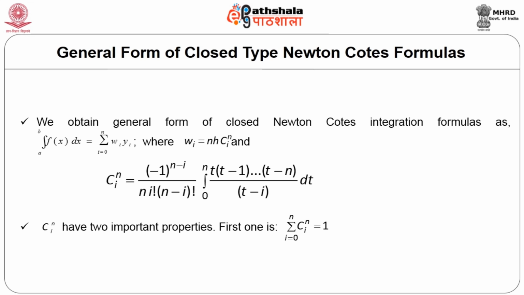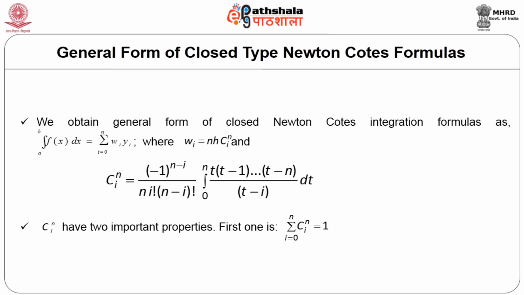Now before we proceed further, let us determine two very important properties of these Cotes coefficients, which should come very handy for us in calculation of these Cotes coefficients and deriving the integration formula for n equal to 2 and n equal to 3. The first very important property of these Cotes coefficients is that the summation of NCi is always 1.